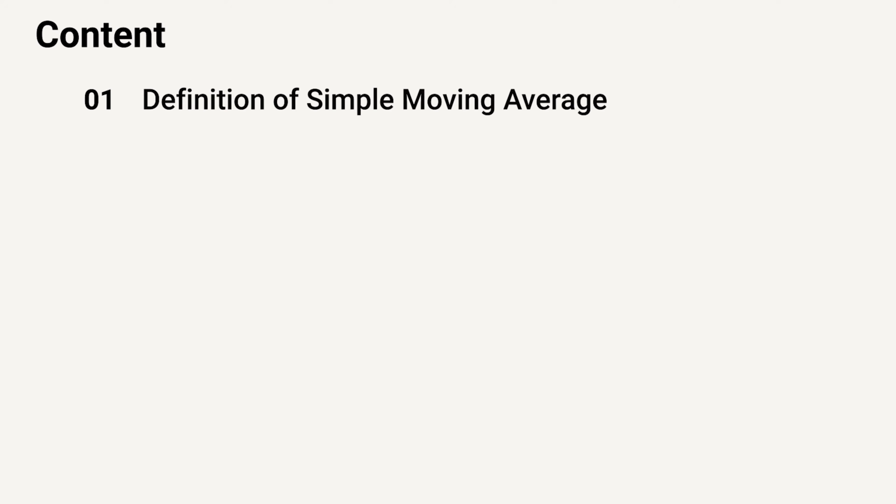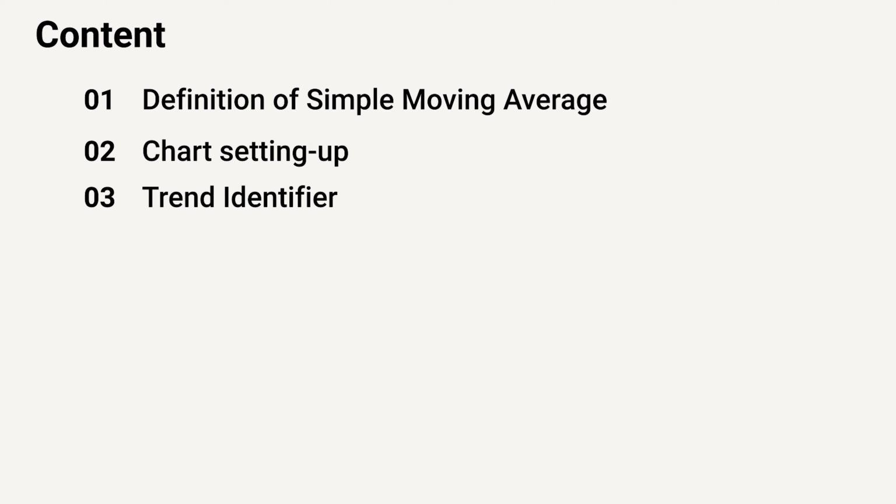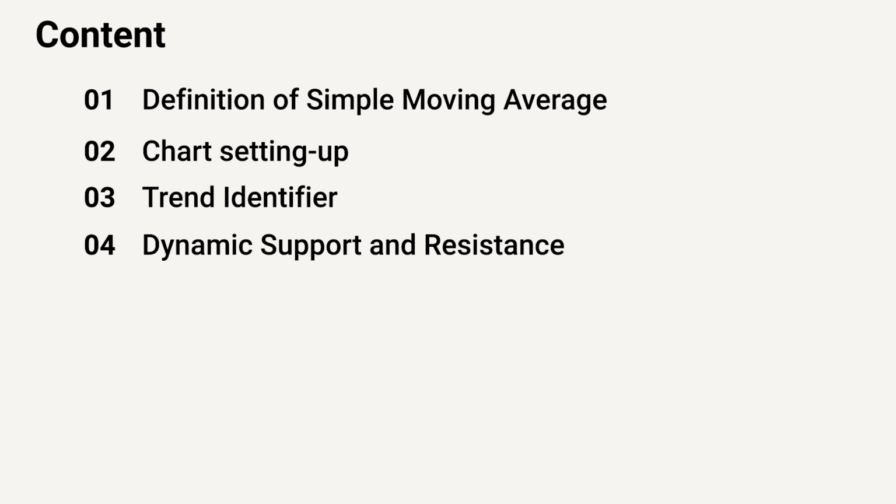Before we go to the discussion, let me first show the content of the presentation. First, we will define what is a simple moving average. Next, we will show you how to set up the 21 moving average on TradingView. Then, we will discuss how the 21 moving average acts as a trend identifier. Fourth one will be, how the 21 moving average acts as a dynamic support and resistance. Lastly, how to fully use the moving average as a trading strategy. As always, timestamps are available in the video description below.